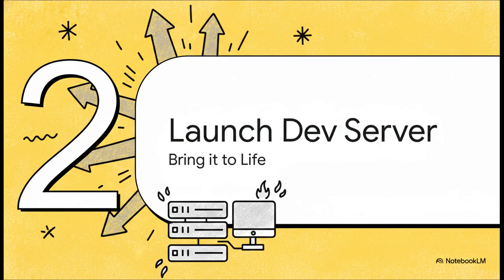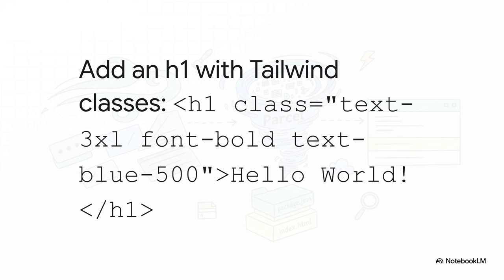Okay, with our tools installed and our files created, it's time for the fun part. Let's bring this project to life and launch the development server. We need an HTML file so we can actually see our work, right? So create an index.html file inside that src folder. Make sure you link to your CSS file in the head, and then in the body, let's just drop in an h1 tag. Now look at those classes, text-3xl, font-bold, text-blue-500. These are just standard Tailwind utility classes that are going to style our text.